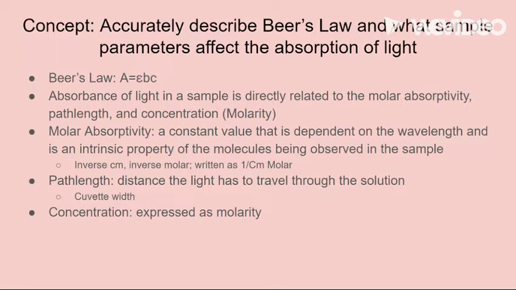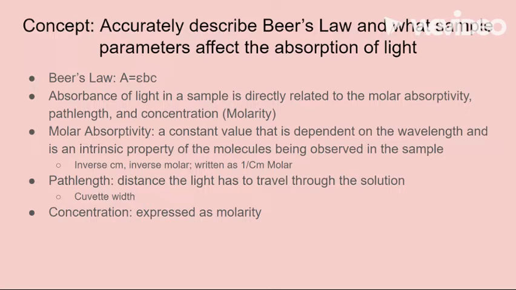Molar absorptivity can be listed as inverse centimeter inverse molar and written as 1 over centimeter molar. The b in the equation represents path length, which is the distance the light has to travel through the solution. The path length is the cuvette width. The c in the equation represents concentration, which is expressed as the molarity of the solution. Sample parameters that affect the absorption of light include path length and concentration.